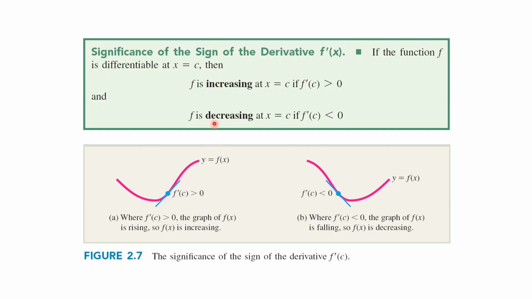On the other hand, f is decreasing at x equals c if f prime of c is negative. In contrast to the graph on the left, you will find here that the tangent line is a line which is falling to the right. Because of that, we say that f is decreasing at x equals c.